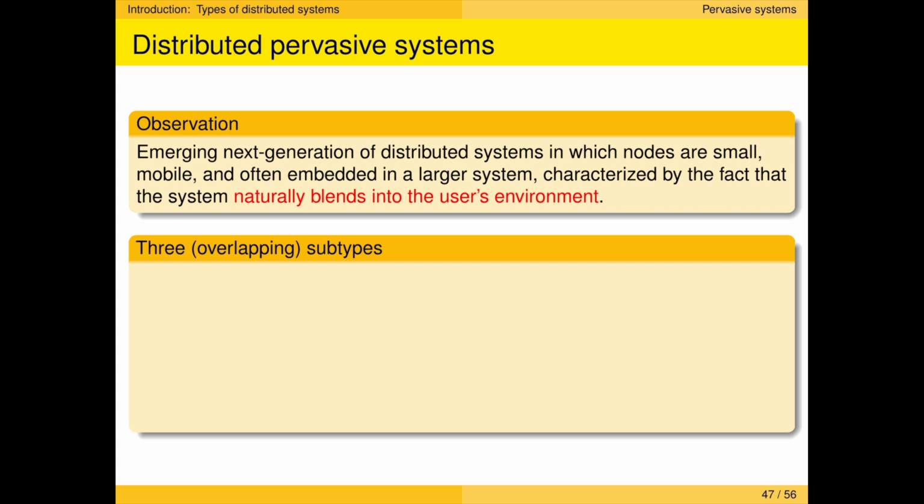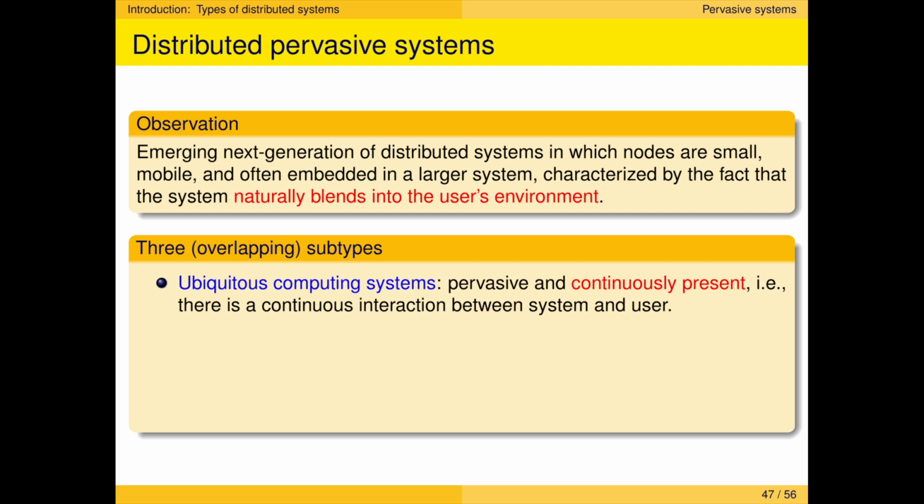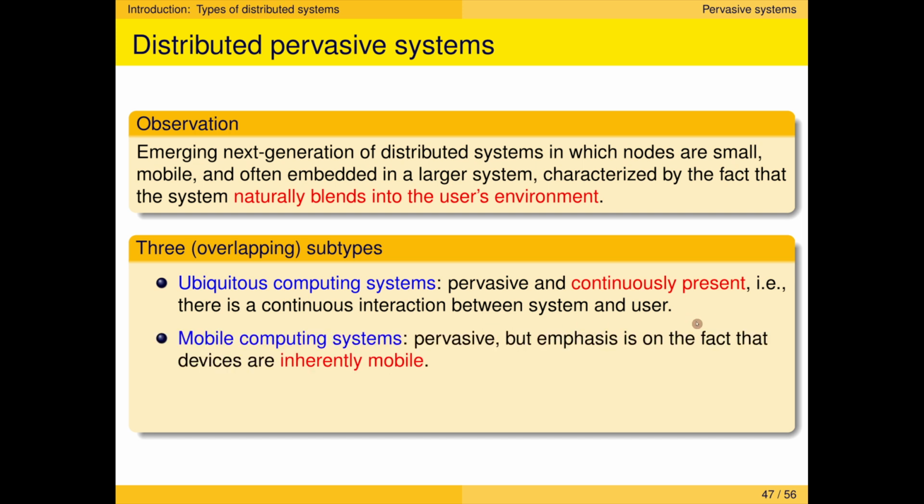We're talking about, for example, sensors in the environment. Okay, so it's a cyber physical environment. It's cyber, but also physical, in your real living environment. So we talk about ubiquitous computing systems. They're, as we said, pervasive and always present. So there is continuous interaction between the system and the user.